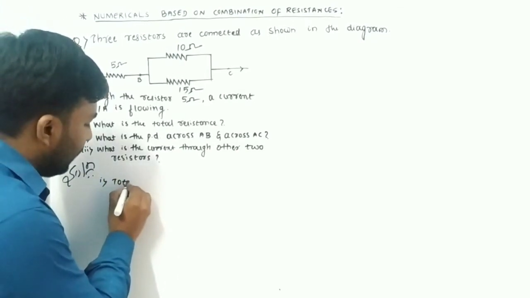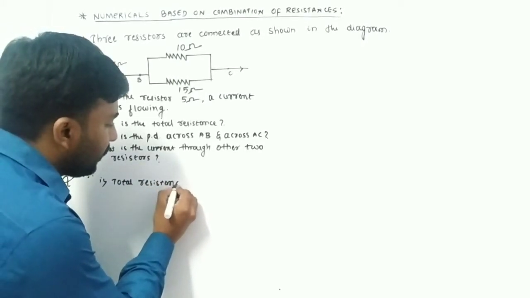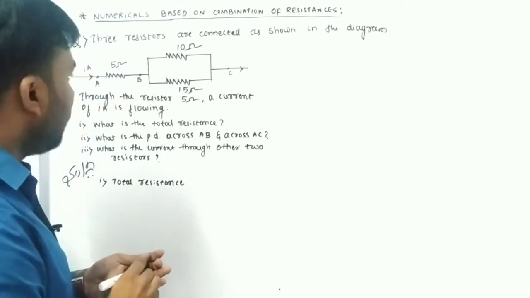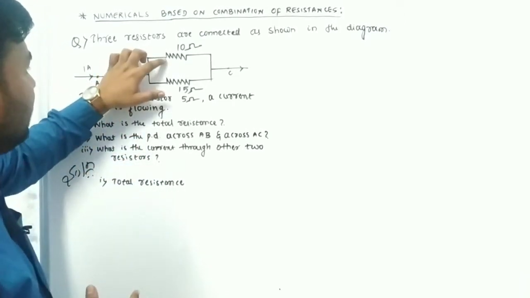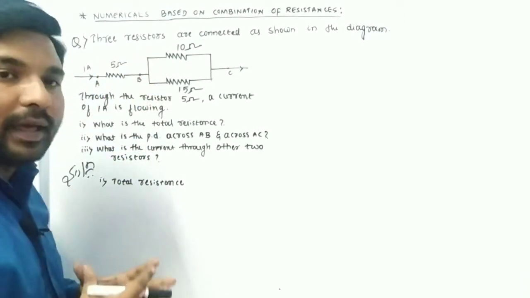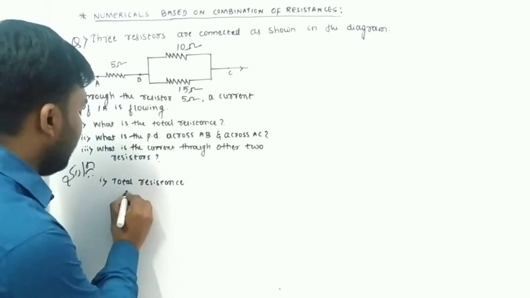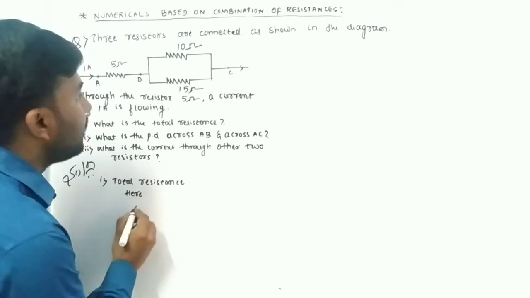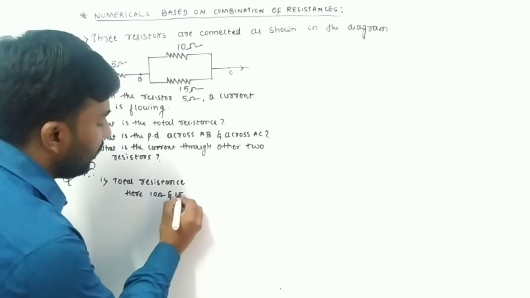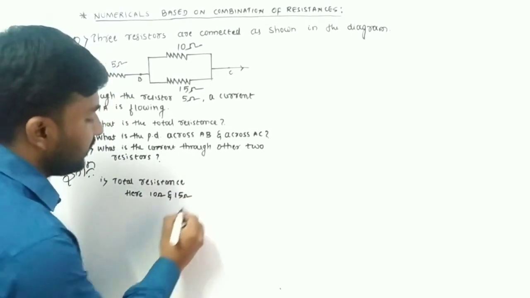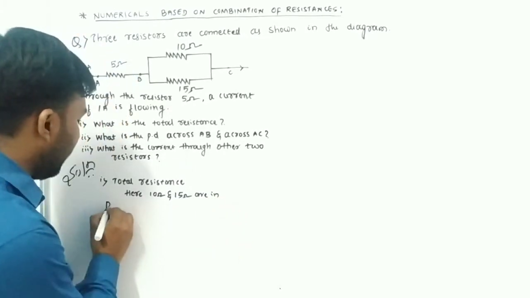Total resistance. Now here in the circuit diagram, these two resistors are in parallel. Here the 10 ohm and 15 ohm resistances are in parallel.